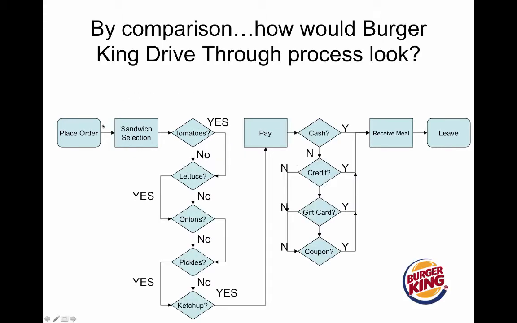By comparison, if you have it your way with Burger King, they would go through this entire process where you select the sandwich, and that would lead to a series of questions as well, potentially, and then you select what's on your sandwich, and then you pay, and then you determine how you pay, and then you receive your meal and you leave. Again, a fairly complex process.